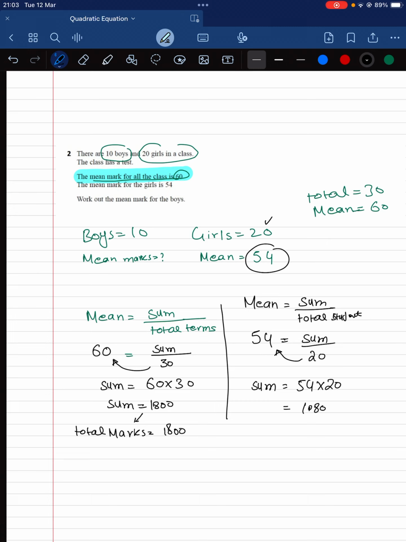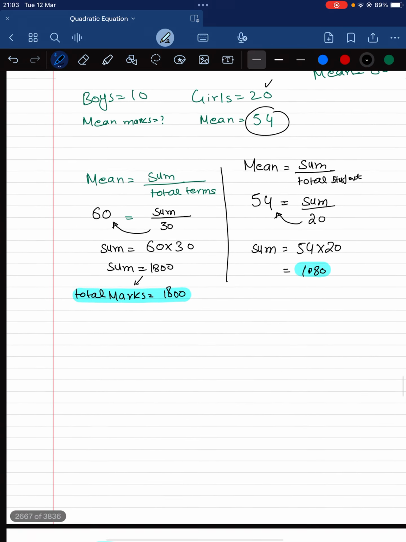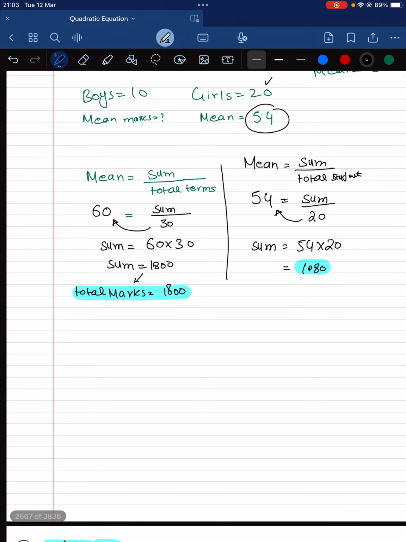Now we know that for all the class the total marks is 1800, and for the girls the total marks is 1080. From this we can find out the marks of the boys. If we subtract the girls' marks from the total marks of the class, then we can find out the boys' marks. So the boys' total marks will be equal to 1800 minus 1080, the girls' marks. 1800 minus 1080 will give us 720. So it means that the total marks of the boys is 720.